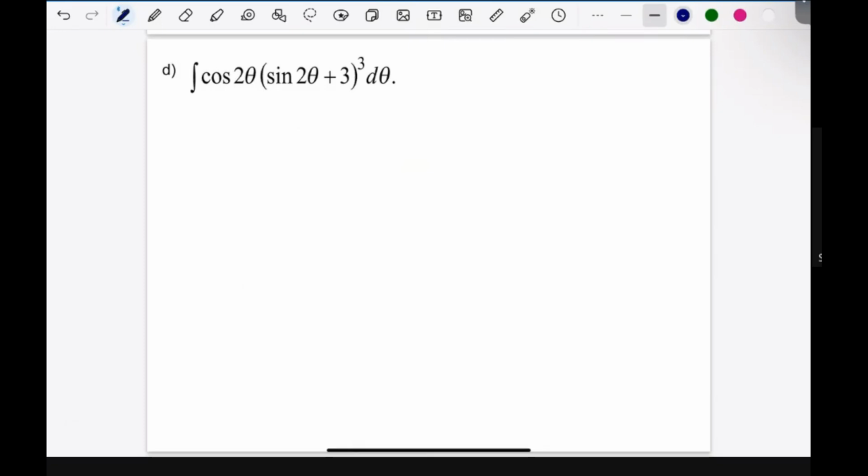Okay, so ingat kita ada 5 main step. So I wrote down that first, CDSIR. Okay, so for our first step, what do we do? We choose function yang lebih complicated. Ingat, nampak dalam kurungan, kuasa jangan ambil. So our u in this case would be sin 2 theta plus 3.